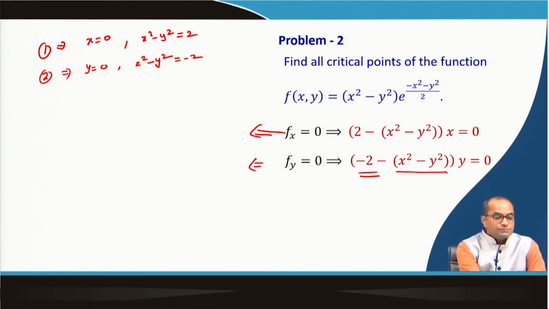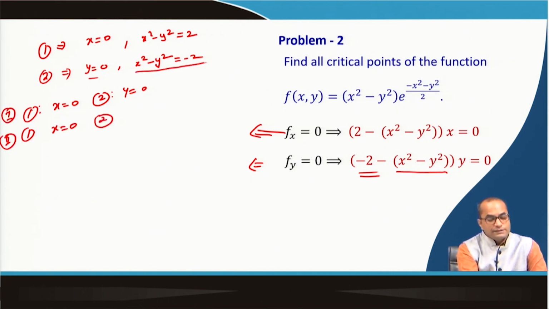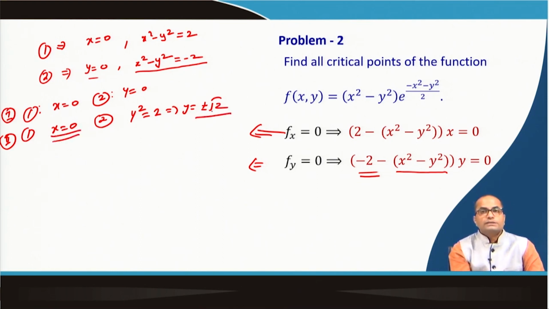Now, we have to just pick, let us say from the first equation we take x is equal to 0, and from the second equation we can take y is equal to 0. So, that is the first situation. Then in the second situation, from the first equation we take x is equal to 0, and from equation 2 we set x equal to 0 here. So, we get y square is equal to 2, that means y is equal to plus minus root 2. So, these are also the points (0, plus or minus square root 2).